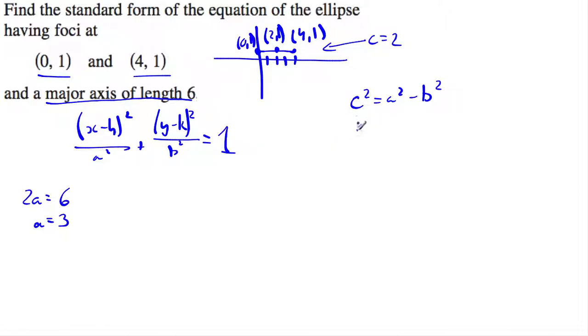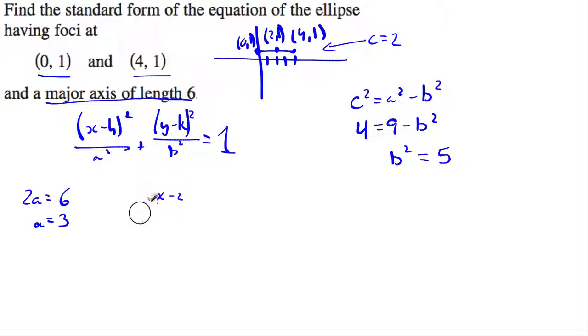So we're going to have 4 is equal to 9 minus b squared. So b squared is equal to 5. Then we just plug everything into the formula. We already found out that the center there is (2, 1). So this is going to be x minus 2.